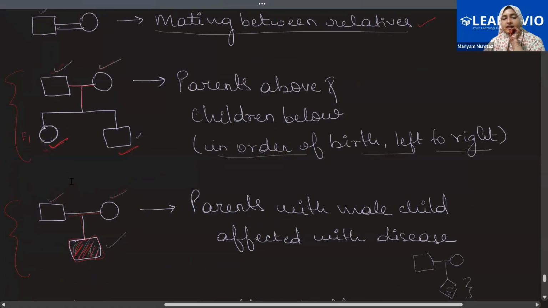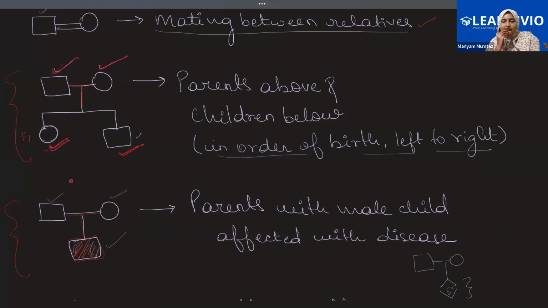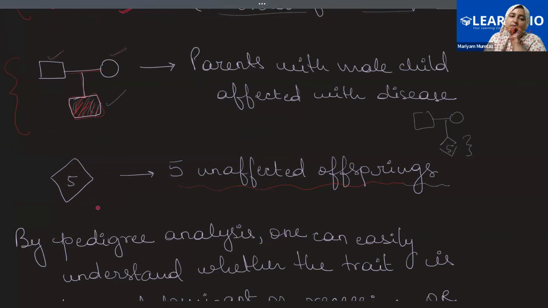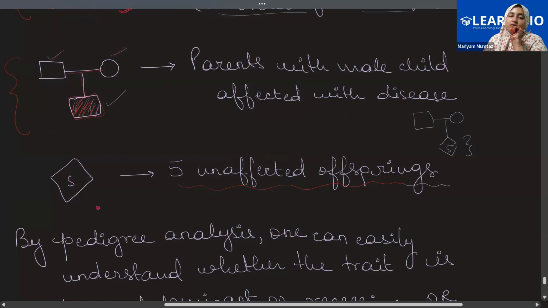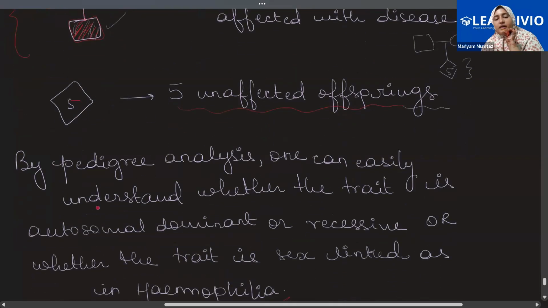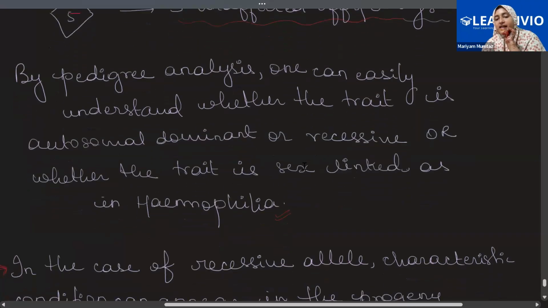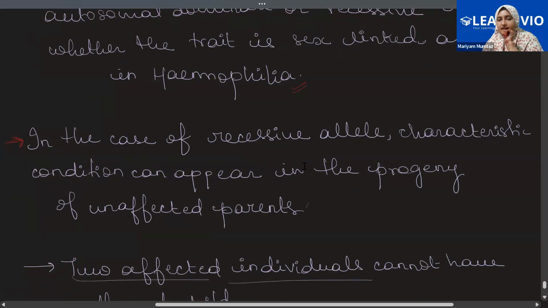And this is how the pedigree analysis is done. This is the father, this is the mother, and this is the daughter and the son. In a pedigree, parents are present above and children are present below. Normally it is read from left to right, meaning if a symbol is drawn at the left, that individual was born first. Then the second depiction shows parents with a male child affected with a disease. And the last one, whenever the diamond has 5 written in it, it means 5 unaffected offspring are there. When it is colored, it means 5 affected offspring. By pedigree analysis, one can easily understand whether the trait is autosomal dominant, autosomal recessive, or sex linked.